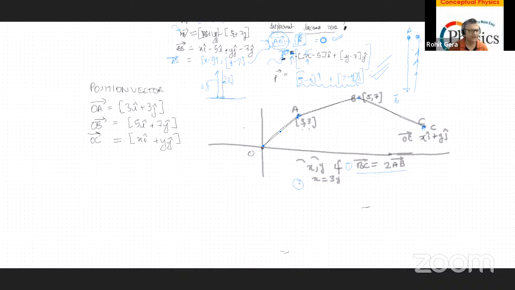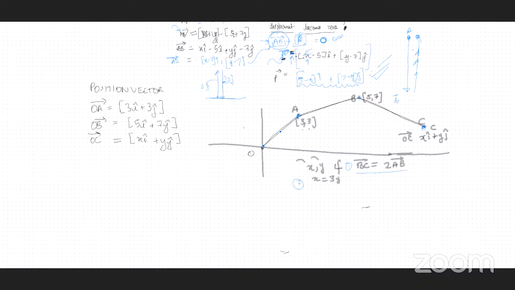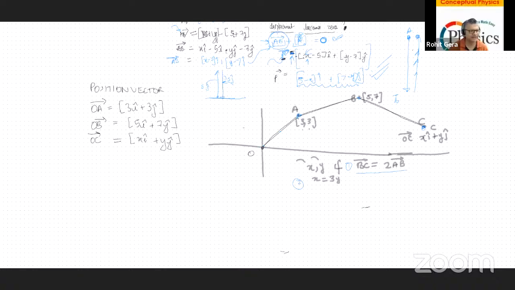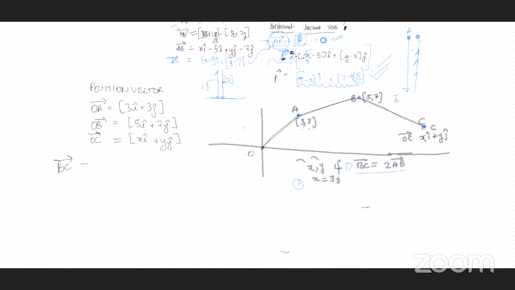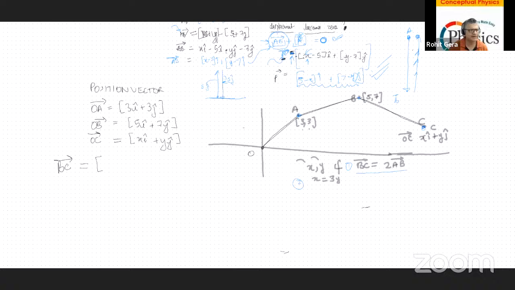Find the BC vector, using the position vectors. You move from B to C. The final position is C, so it is going to be OC minus OB. Correct. Good. Solve it. If you directly just see the numbers and subtract them.